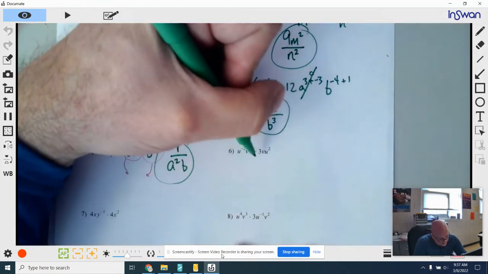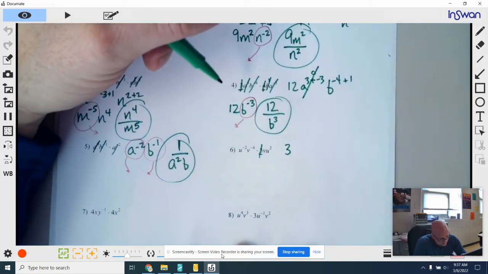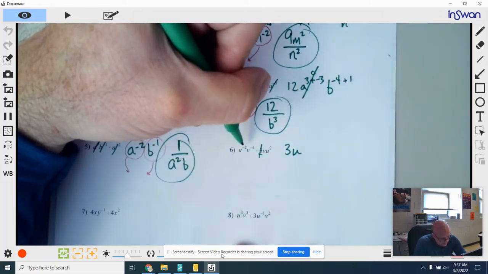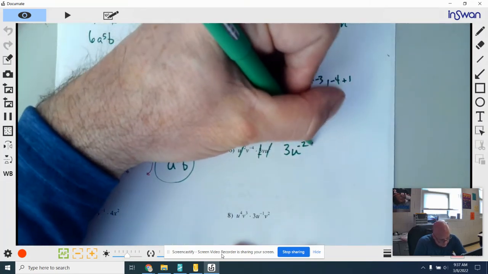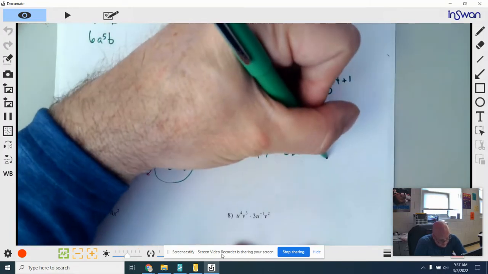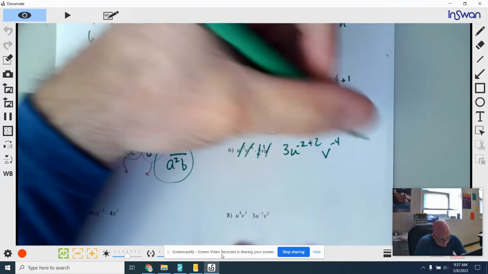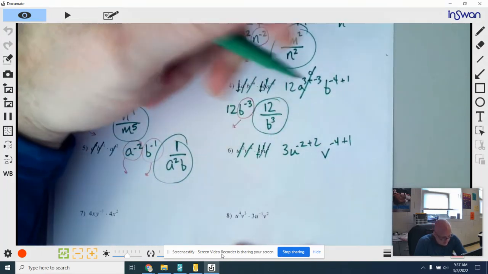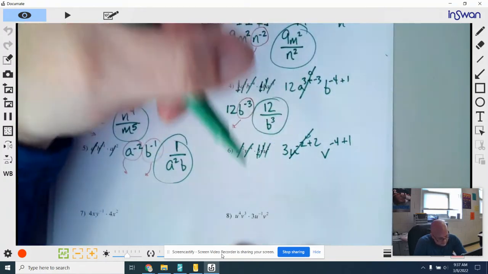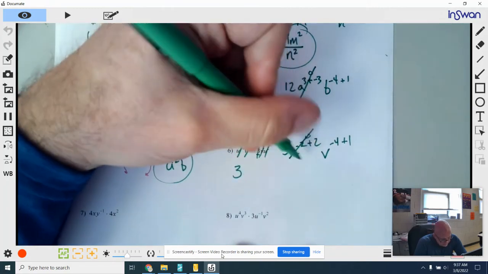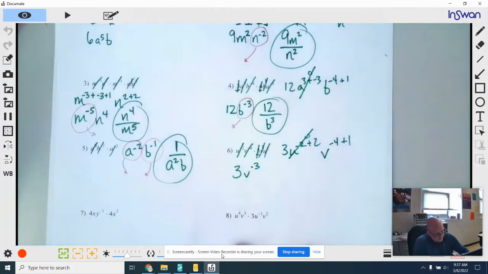All right, number 6. Start off with your coefficients. There's only one of them, so I'll just rewrite that 3, cross it off. And then I got my u's alphabetically. So the first one is a negative 2, and then this one is a positive 2. And then I got my v's. First one's a negative 4, and that second one is a positive 1. So we see negative 2 plus 2 right here, which is going to give us 0, which means that part is just going to fall off. So I got 3. V, negative 4 plus 1 is negative 3.